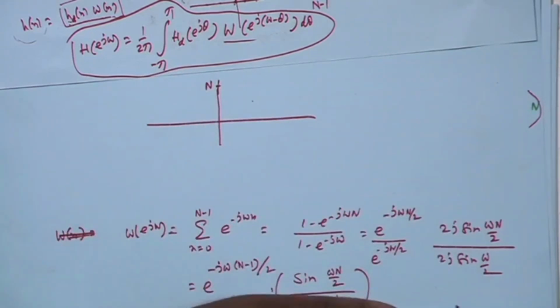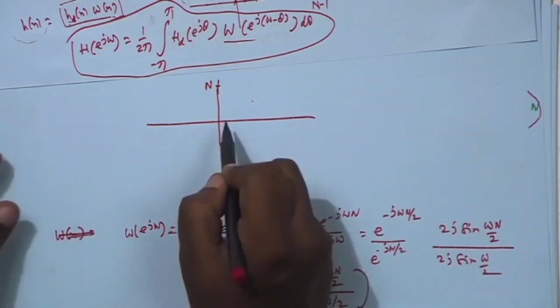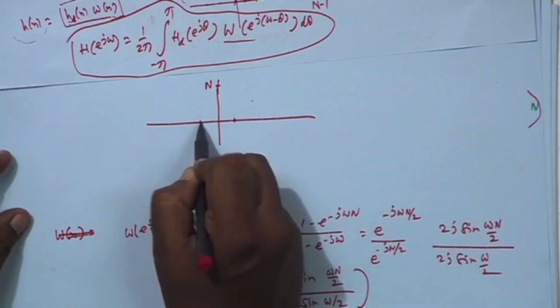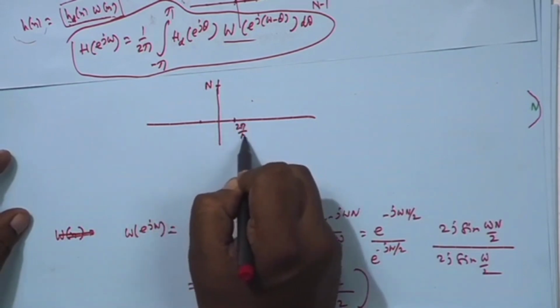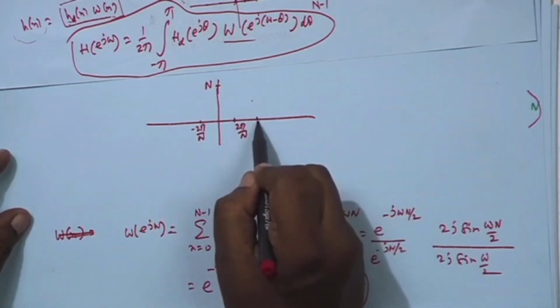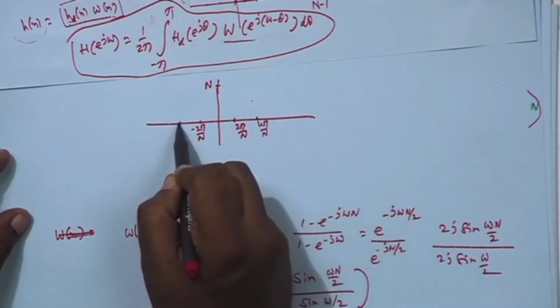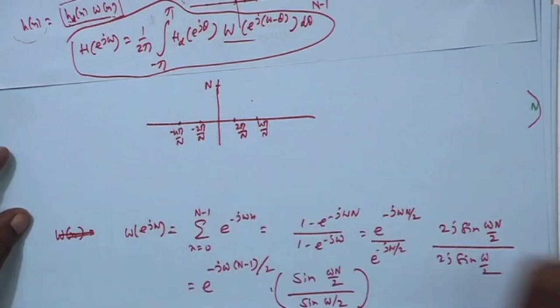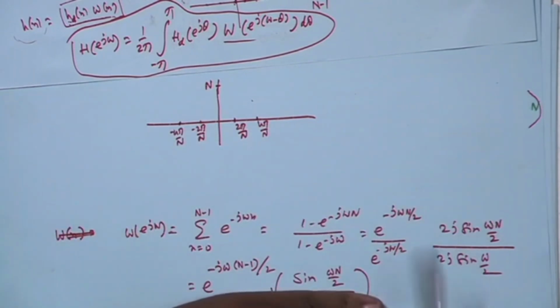Then look at the numerator only. Numerator is a periodic function. It will have first 0 crossing when omega N by 2 is at pi, or omega is 2 pi by N. On this side, minus 2 pi by N. Second 0 crossing at 4 pi by N. Here, minus 4 pi by N, and so on. So, if the denominator is not present, this will go on. It is a periodic function of constant amplitude.